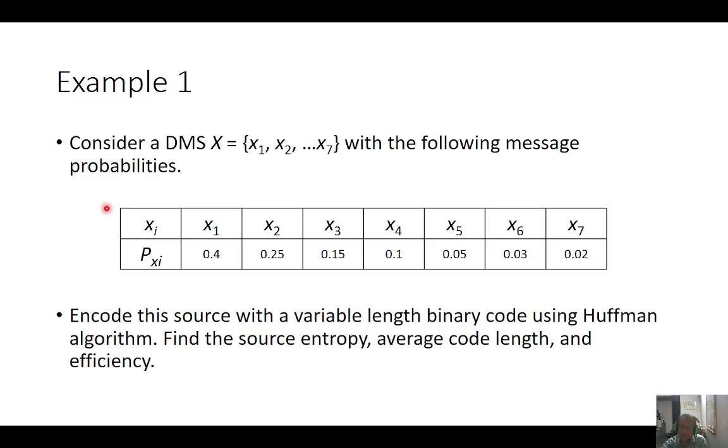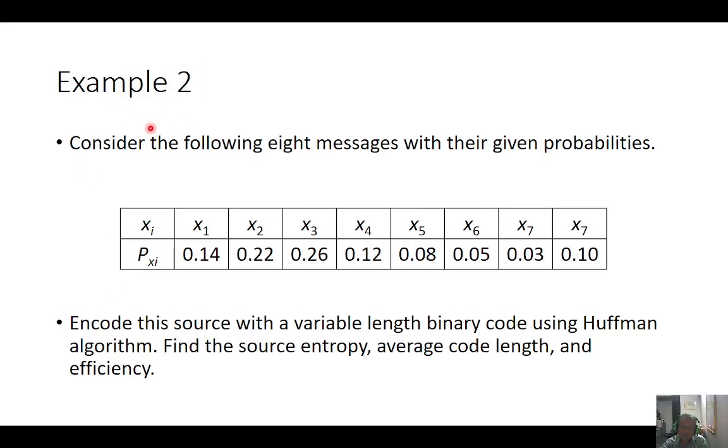Now, by using the theory for Huffman coding, first using pen and paper, you are supposed to find the Huffman code for each of the symbols x1 to x7. That is what is written here: encode this source with a variable length binary code using the Huffman algorithm. Find the source entropy. We have seen the formula for the entropy. Find the average code length. We have seen the formula for the average code length. And find the efficiency from that. We have seen the formula for the efficiency.